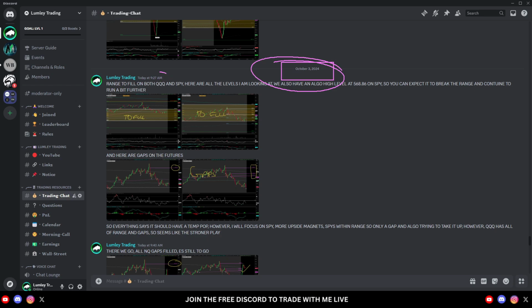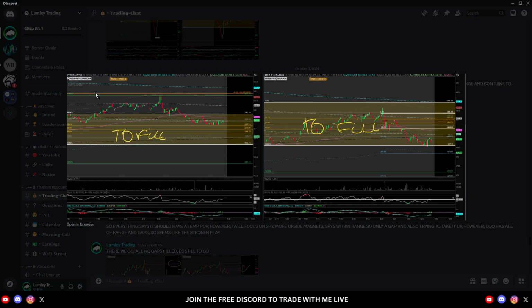So 3rd of October, 3 minutes before market opens, we put a range to fill on both QQQ and SPY. Again, we posted the chart just to show you the levels we're looking at. And then we also have an algo level, and it has a high of 568.86 on SPY. So you can expect it. Basically, I'll break that down when we're on here. So again, we provided the levels there, algo level there. That is mainly what we're looking at for today.